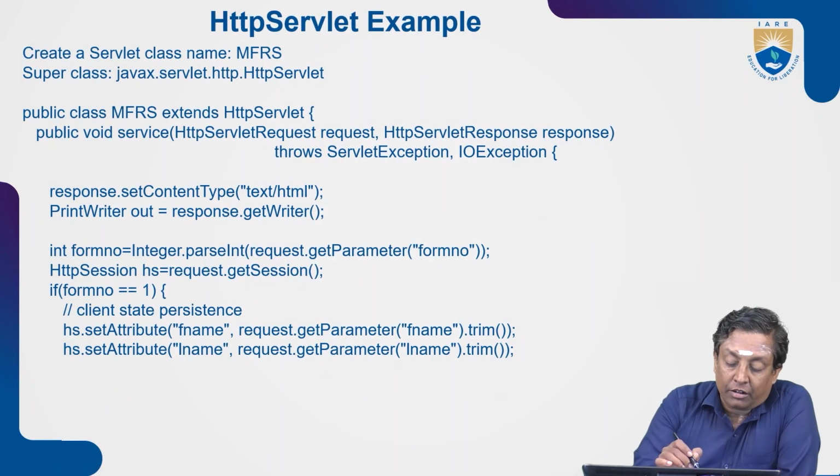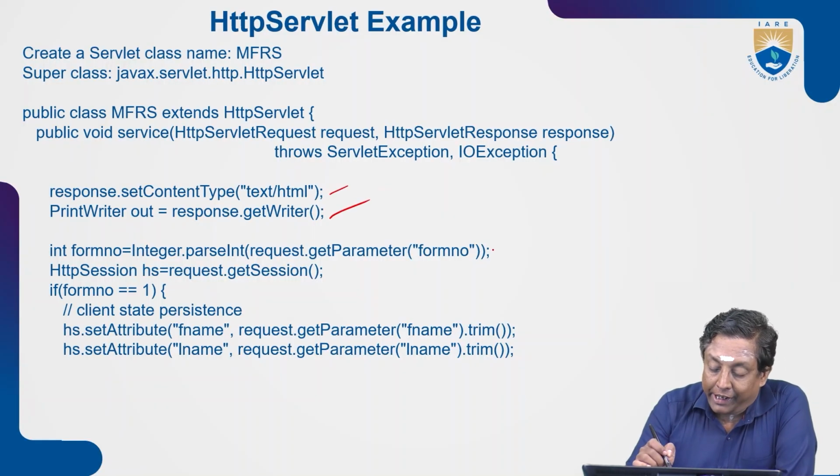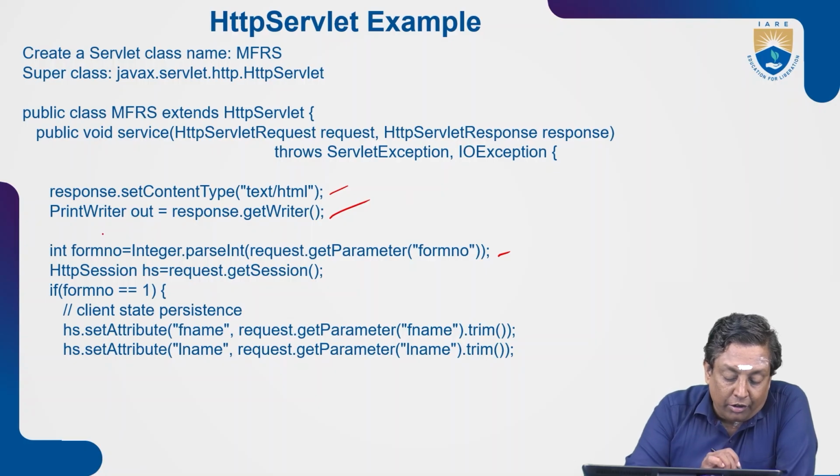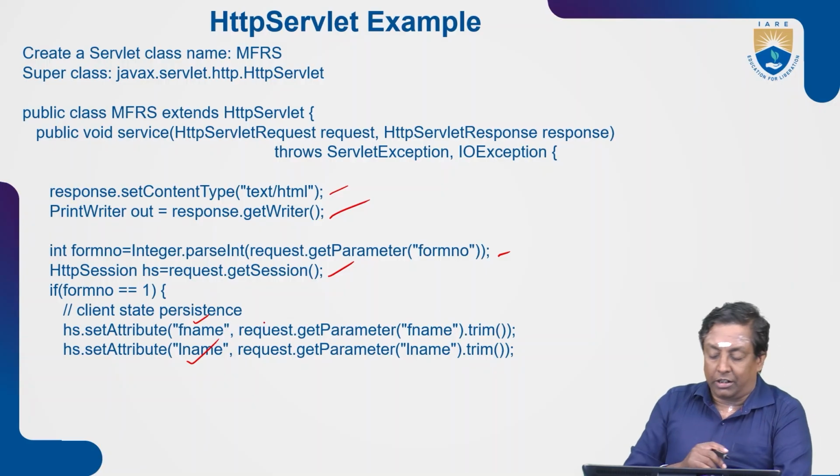Here in the service method, we are setting the MIME type and getting the response object. Here we are getting the form number from request.getParameter, the hidden field, converting it into int. When we are getting the session object also, the form number is 1. With the attribute names fname and lname, we are storing the first name and last name request parameters into the HTTP session object.